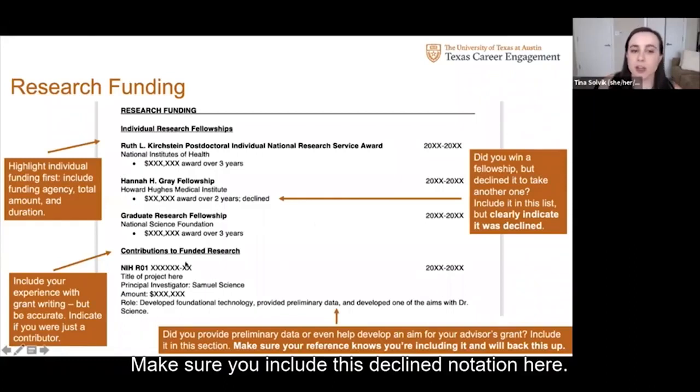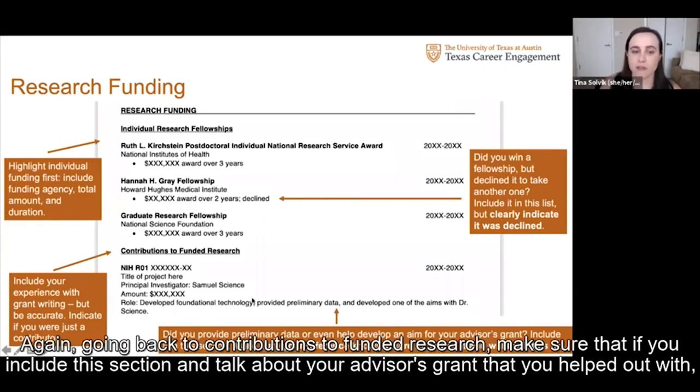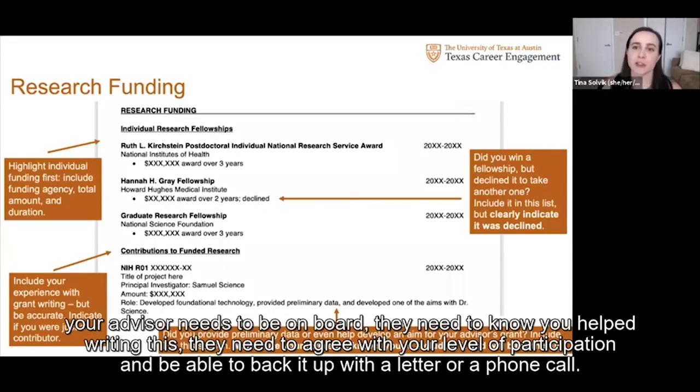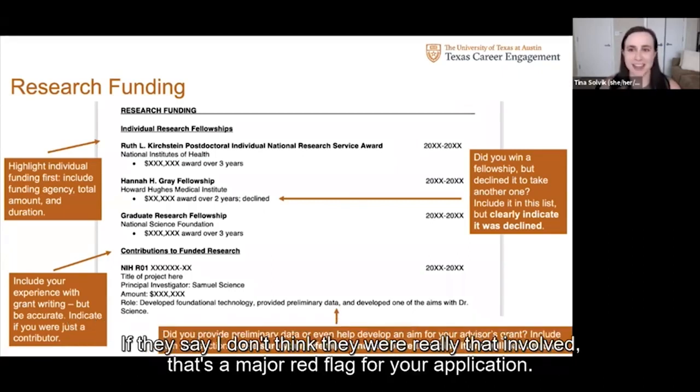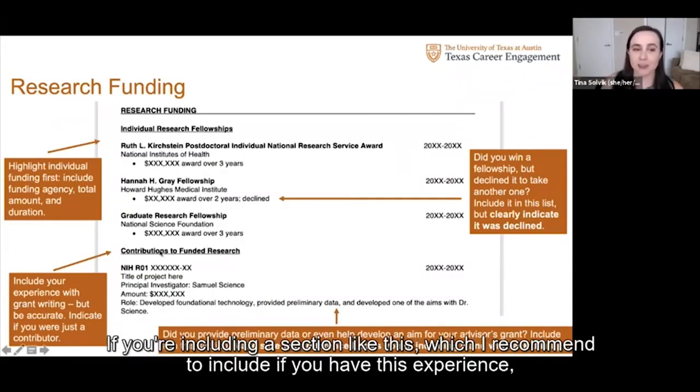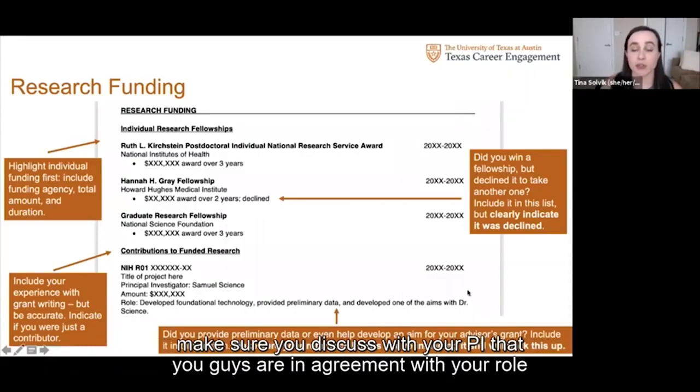So again, going back to contributions to funded research, make sure that if you include this section and you talk about your advisor's grant that you helped out with, your advisor needs to be on board with that. They need to know that you're writing this. They need to agree with your level of contribution and be willing to back it up in a letter or a phone call with the hiring committee. If they say, oh, I don't think they were really that involved, that is a major red flag for your application. So if you're including a section like this, which I recommend if you have this experience, make sure you discuss with your PI that you are in agreement about what exactly your role was in this process, and that they're okay with you including it in your CV.